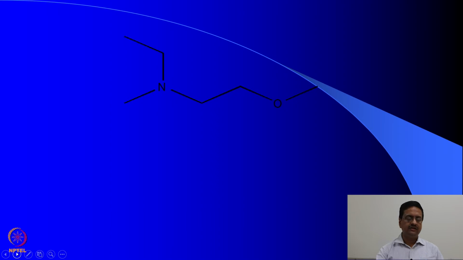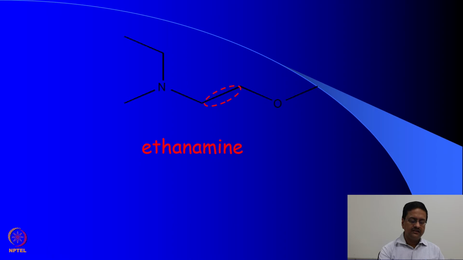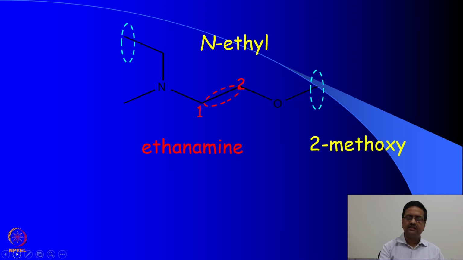Now, let us see how do we name this kind of a molecule. What can we see in this molecule? We have a CC single bond in the middle in this red circle. So, on that we have a nitrogen. So, it is called ethane amine. Then what we have is on this nitrogen we have an ethyl group, and then there is a methoxy group, and also there is another N-methyl group. So, what should be the name of this compound?